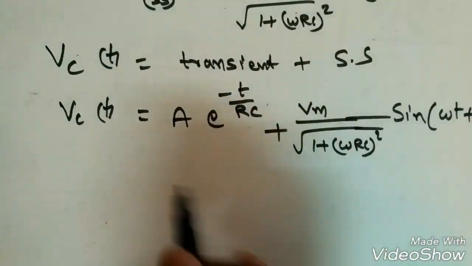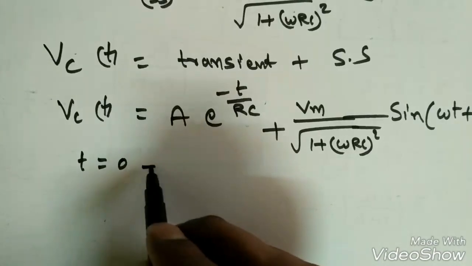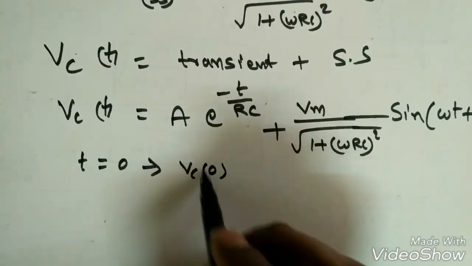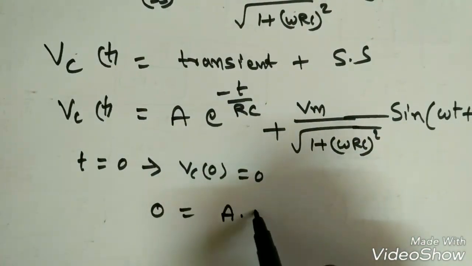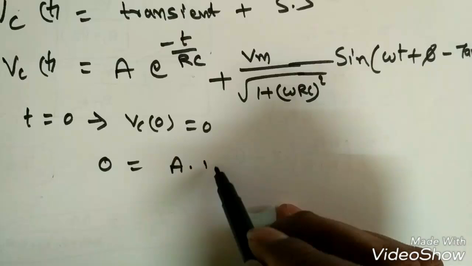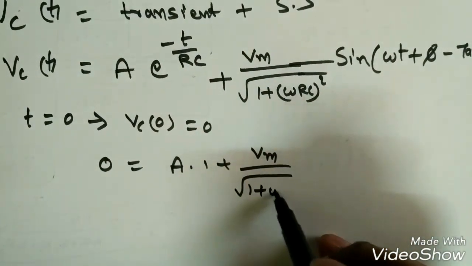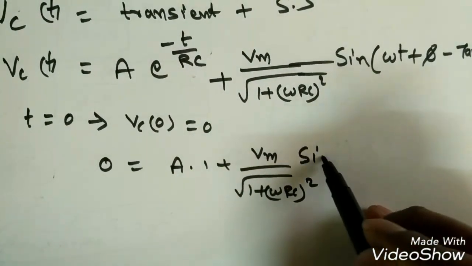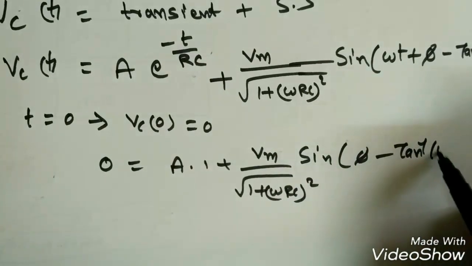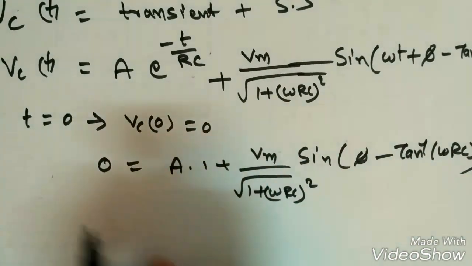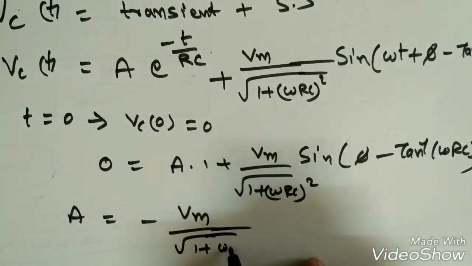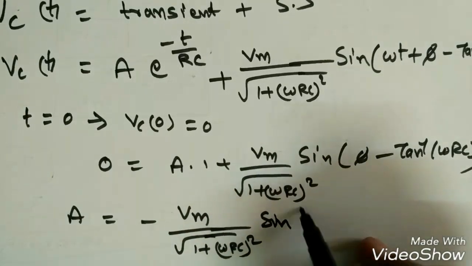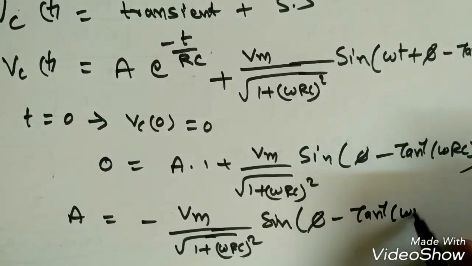Now to find the constant A, at t equal to 0, VC of 0 is nothing but 0. There is no initial voltage. So if I substitute in this expression, 0 is equal to A into 1, because e power 0 is 1, plus Vm by square root of 1 plus omega RC square sine of pi minus tan inverse omega RC. So what is A here? We will get A equal to minus Vm by square root of 1 plus omega RC square sine of pi minus tan inverse omega RC.